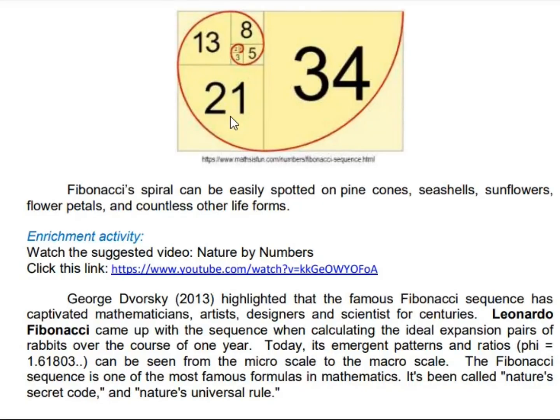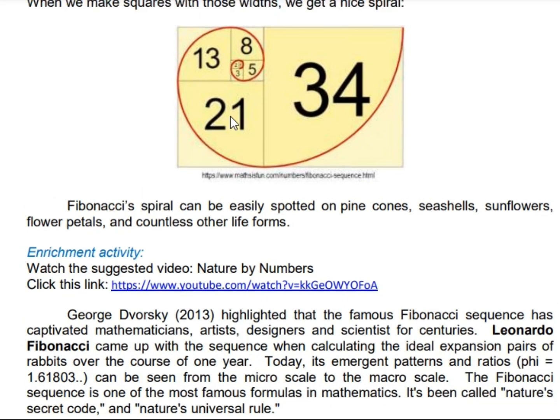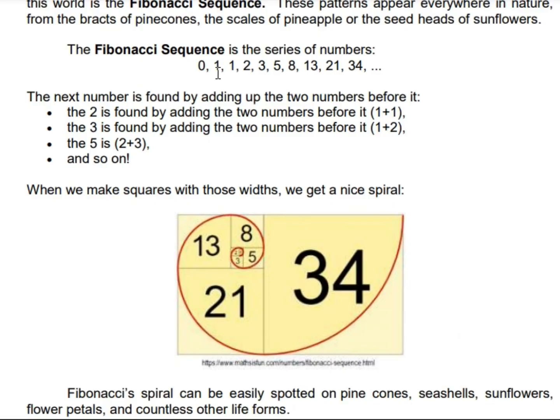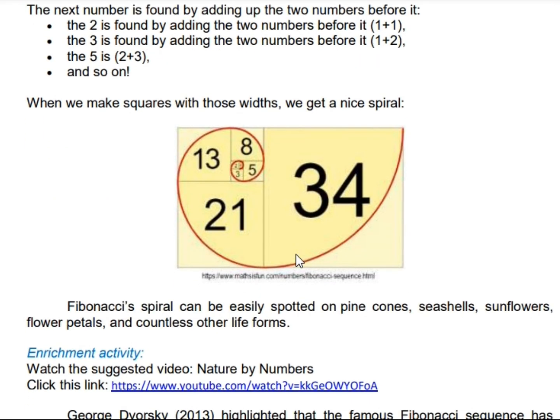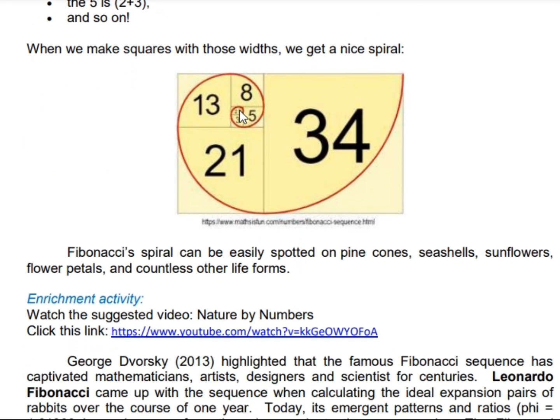I hope you enjoyed the video. So the Fibonacci sequence again is created when we add the two previous numbers. And from the video, we have 1 plus 1, we get 2. Then 2 plus 1, 3. 3 plus 2, 5. 5 plus 3, 8. And we create a spiral. So we call this spiral the golden spiral.